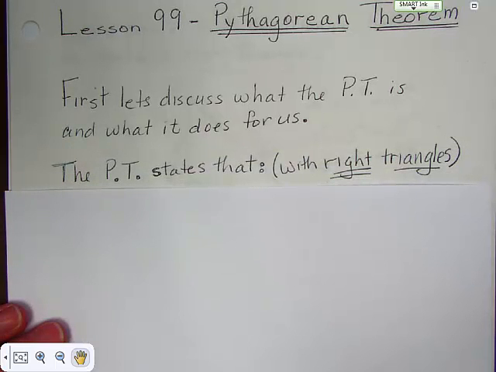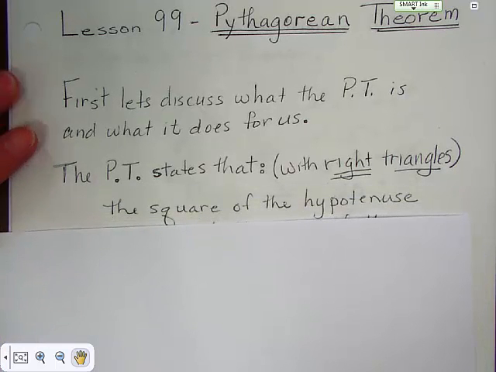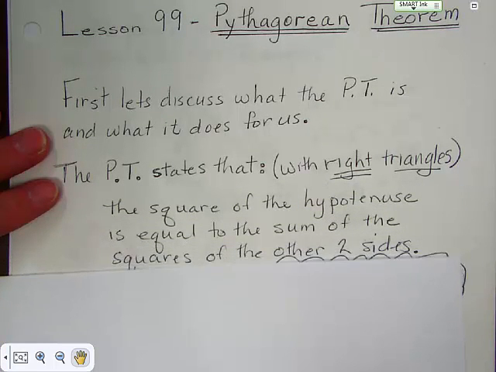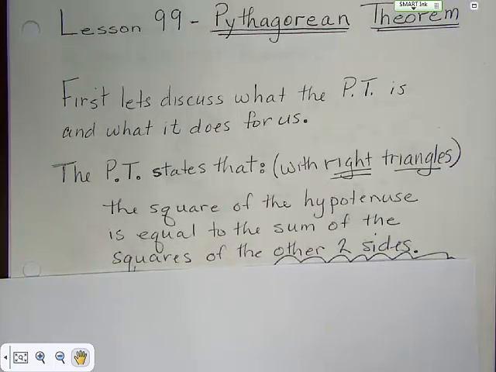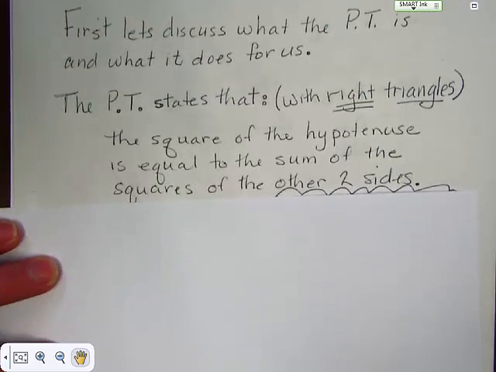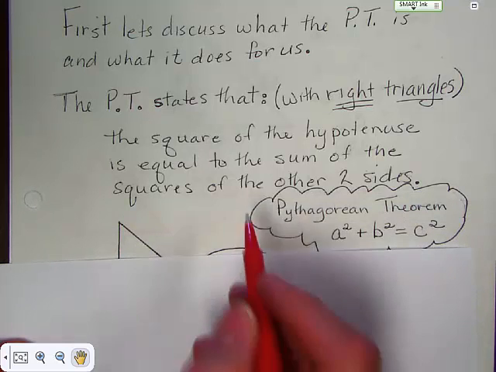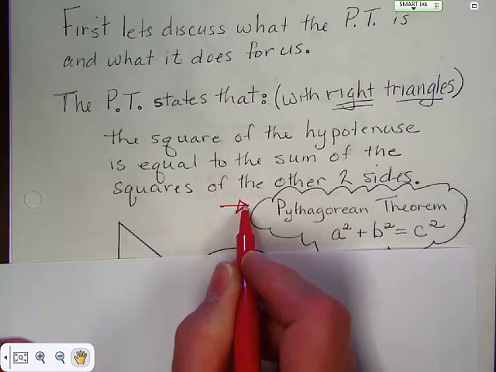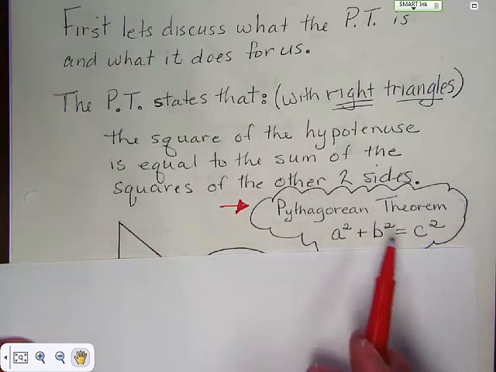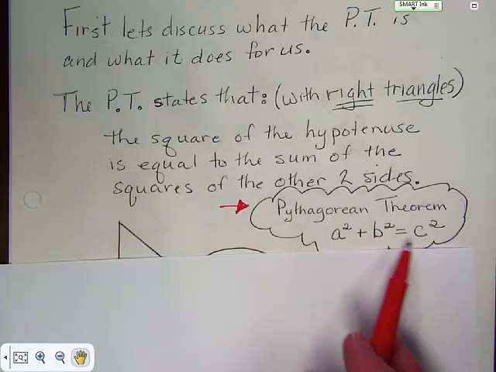Okay? The Pythagorean Theorem states that with right triangles, the square of the hypotenuse is equal to the sum of the squares of the two other sides. That's a good definition, it needs to go in your notes because it's an important one and it helps you to remember why I'm using the Pythagorean Theorem. Okay? This is what the Pythagorean Theorem looks like right here. Pythagorean Theorem says a squared plus b squared equals c squared.